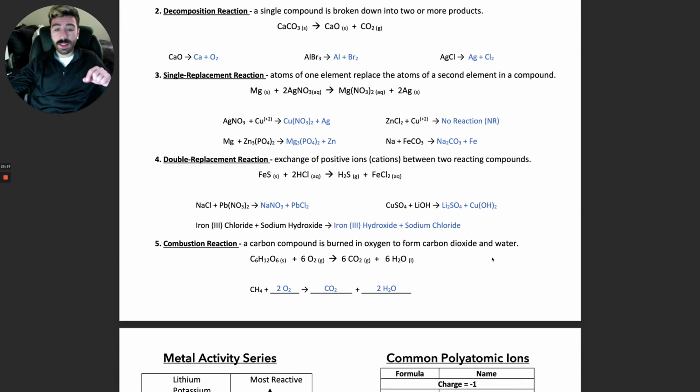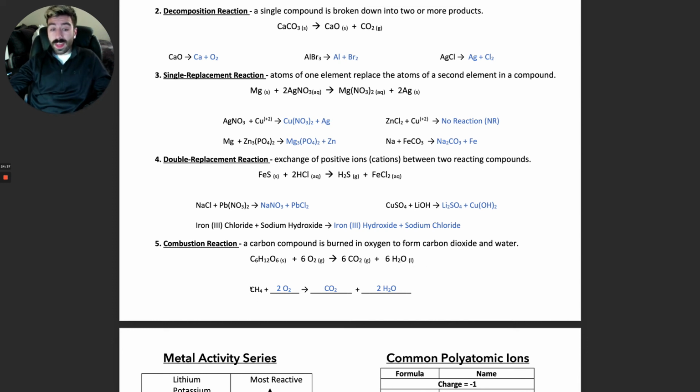The last kind that we have are combustion reactions. Combusting is what it sounds like. It's burning something. And so a combustion reaction is when a carbon compound, so here we have carbon, is burned in oxygen, so O2, to form carbon dioxide and water, CO2 and H2O. Now this is actually most of the cellular respiration equation. What it's saying is glucose here, solid sugar, is burned in the presence of oxygen gas to produce carbon dioxide gas and liquid water.